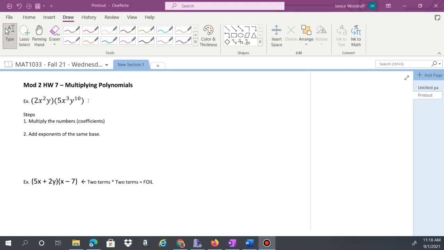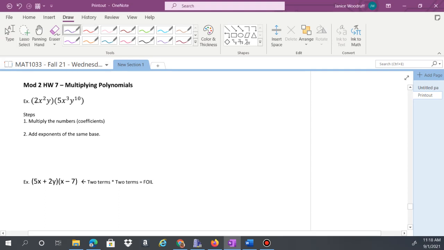Our polynomials here. So there's a couple of different ways you're going to see this, so different ways to multiply. The first one is just a monomial times a monomial, which is one term times one term. Okay, so if you see that here, you have one term times one term. What you're going to do here is it's really just one long multiply problem.